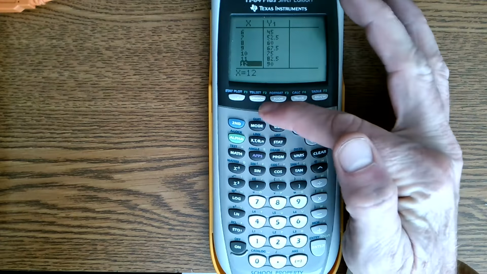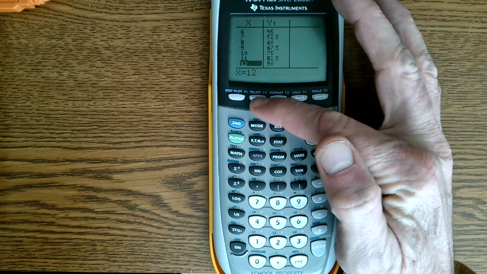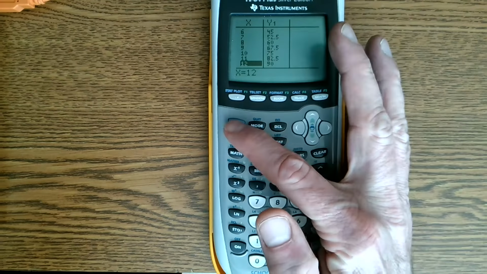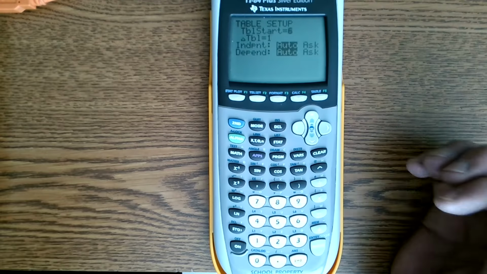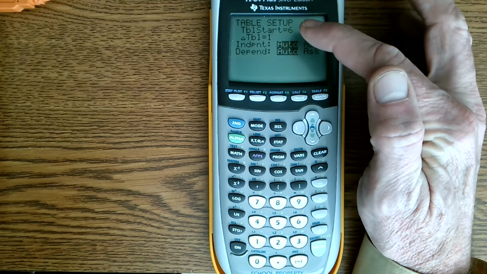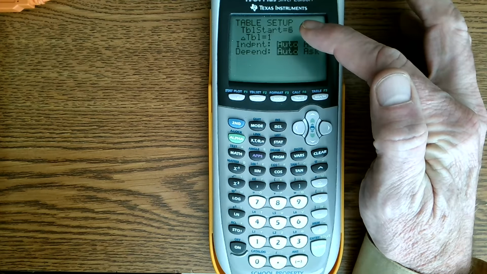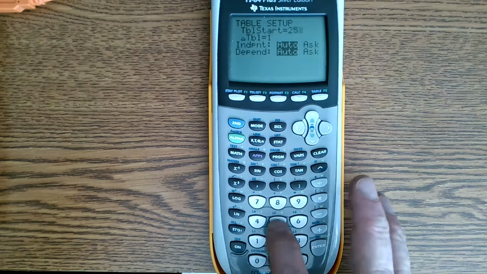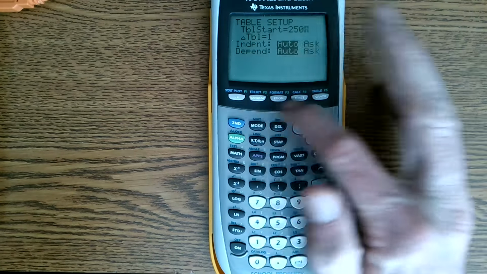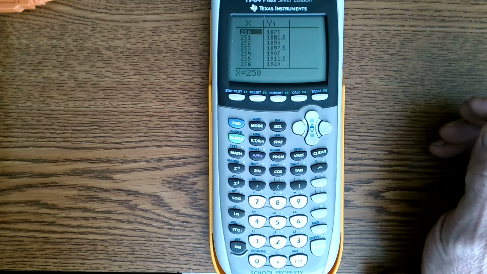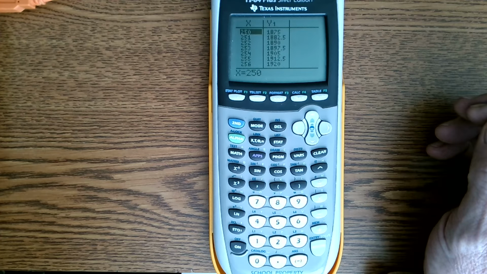So there's another important feature on this, which is the table set. Notice that it's also in blue. We can go second, table set, and now we can start our table wherever we would like. So if we want to know how much 250 tickets would cost, hit the 250, go back to table, and there it shows up. 250 tickets would cost $1,875. So let's talk a little bit about domain and range.